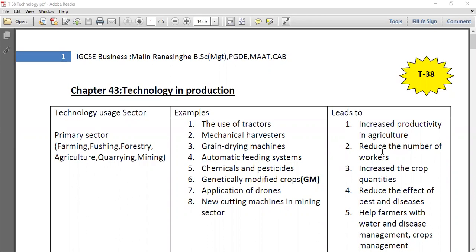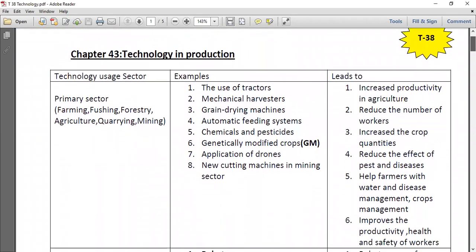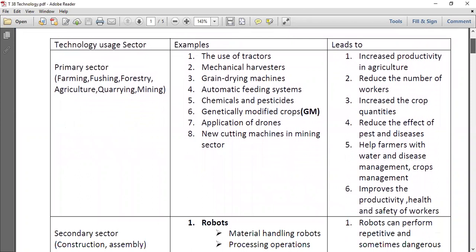Welcome everyone. Chapter 43, technology in production. If you recap this lesson, you can see we talk about the technology in different sectors, especially the primary sector. What we learn here: primary sector, especially farming, fishing, forestry, agriculture, quarrying and mining.